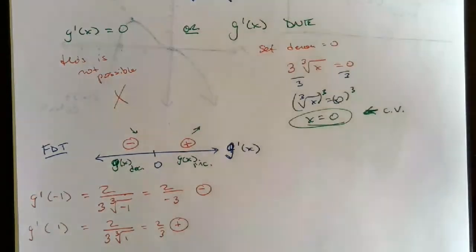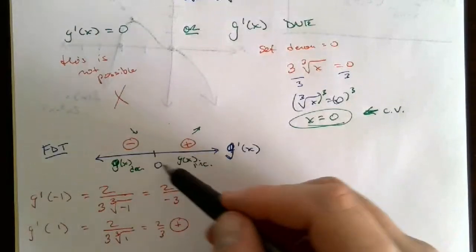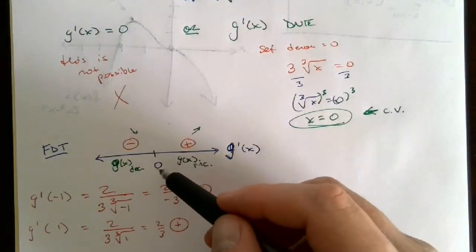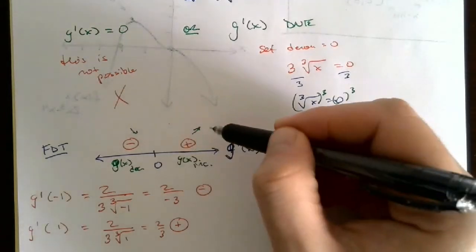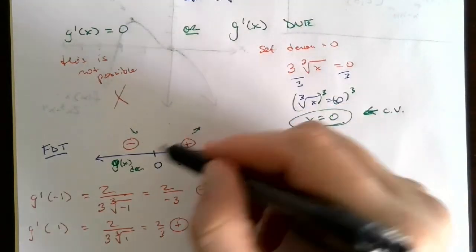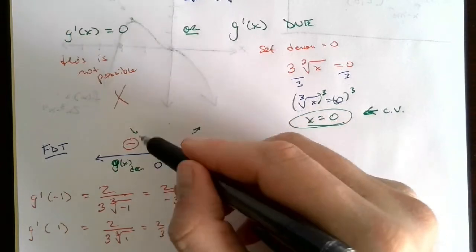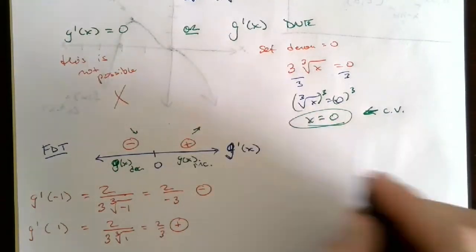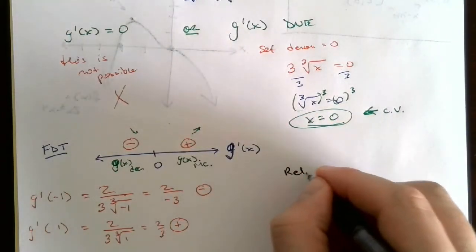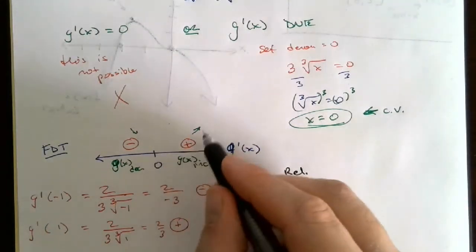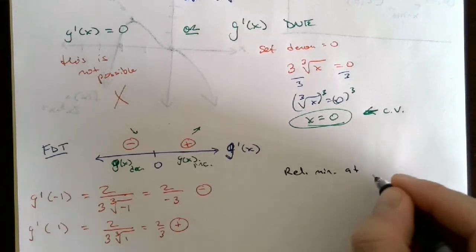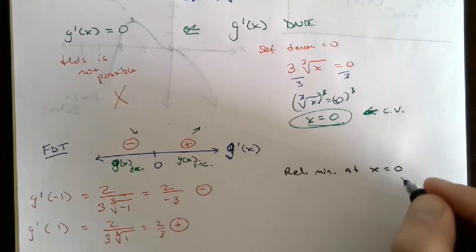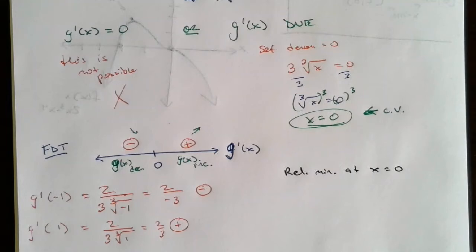And then you have to ask yourself, well, what kind of extrema is 0? Is it a relative max, a relative min, or neither? Well, it's going downward and then coming back upward. So if it's going down and then coming back up, it's decreasing then increasing. Going down and coming back up, that's going to be a low point, so it's going to be a relative min at x equals 0. So you have a relative minimum at x equals 0.